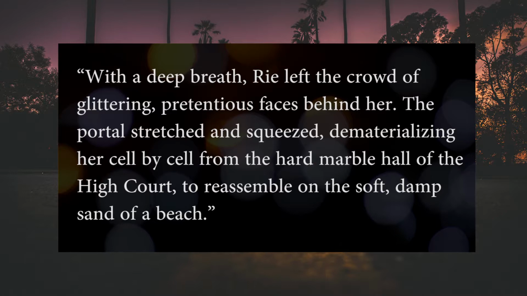I cut out any vagueness and ambiguity that contributed to confusion rather than mystery. To do this, I made sure the reader knew generally where Rye was, in the marble hall of the High Court, and where Rye was headed, the soft sand of the beach. I also replaced Haskell's use of "drawing" to describe Rye teleporting and instead used "dematerialized" and "reassemble," which makes much more contextual sense when paired with the description cell by cell.